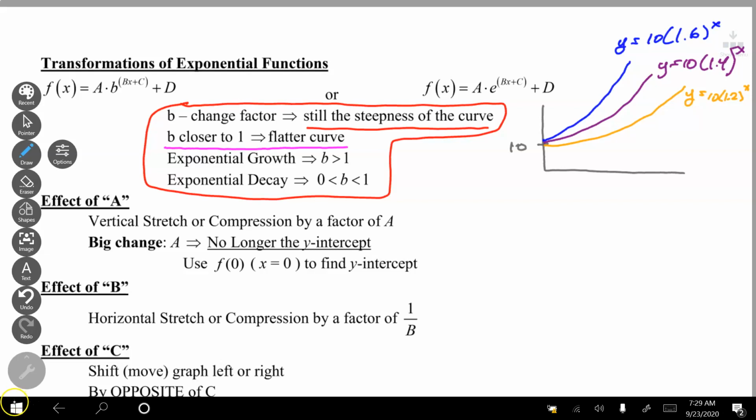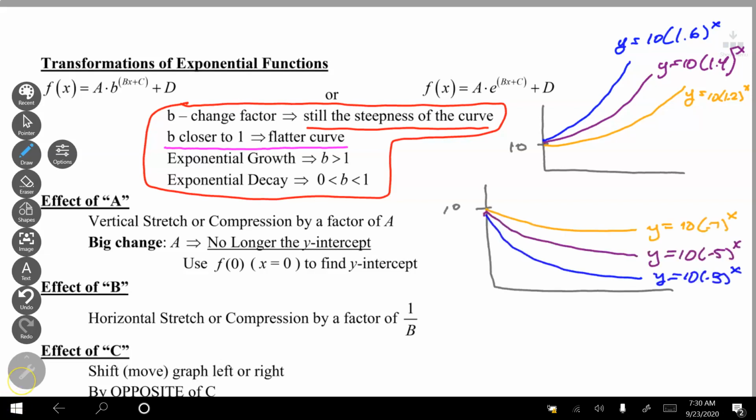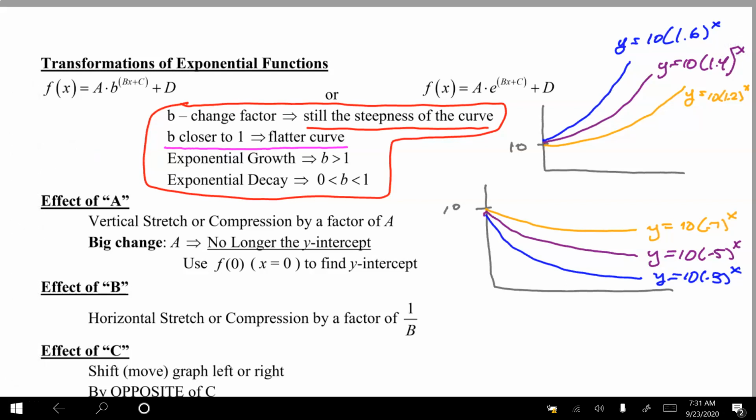It's the same idea, but you have to think, what does it mean? So when we look at exponential decay graphs, the orange one is the flattest, even though the b value is the highest, because that b value is the closest to 1. Okay, we'll talk about it in a minute, but the idea is that the orange graph is decaying by 30%, the purple graph is decaying by 50%, and the blue graph is decaying by 70%. That's why the blue graph is the steepest. It has the greatest decay value, and the b value is farthest from 1.